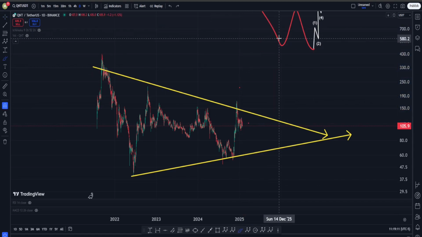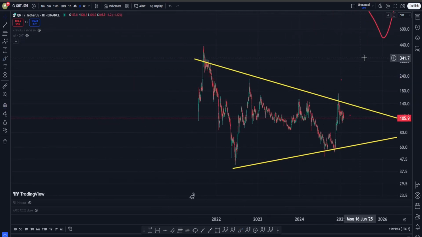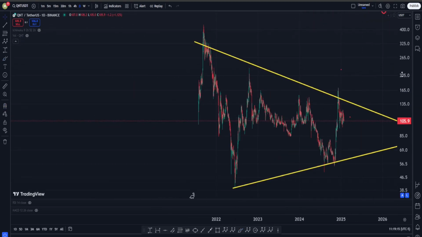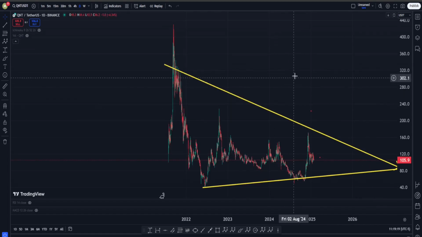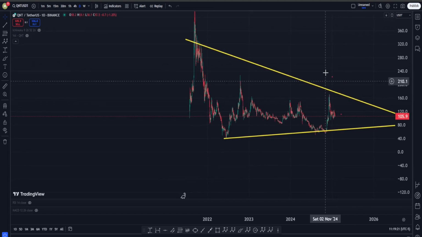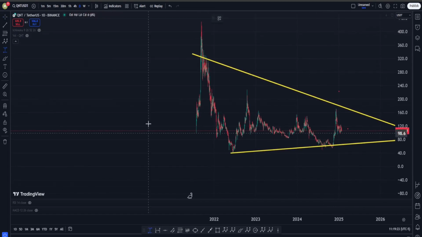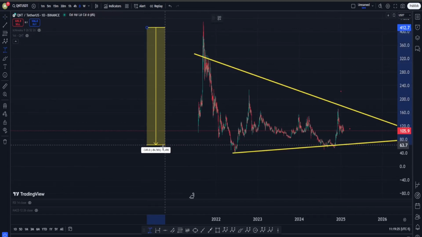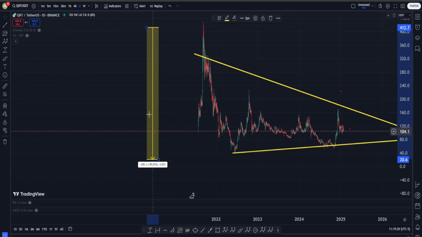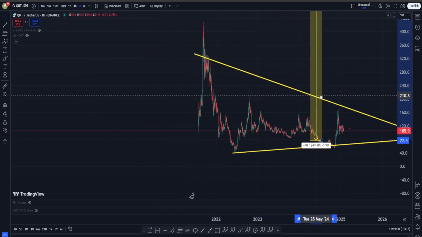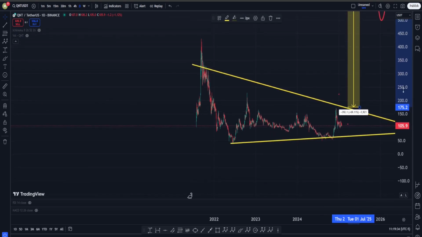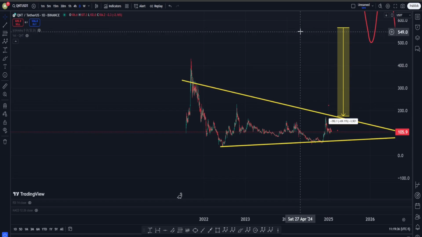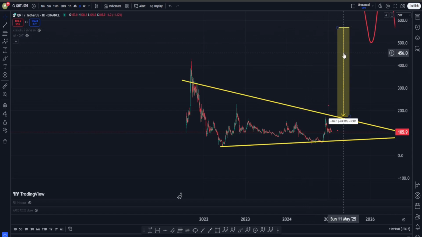And at that point, what is the target going to be? Well, we need to measure the height of our pattern. Let's put the chart on regular scale. There we go. Starting from this high to about this low right in here, and we need to put this at our breaking point. Let's say we're going to break it around these areas. As you can see, the target according to this pattern is going to be somewhere around 570, let's say around $600.